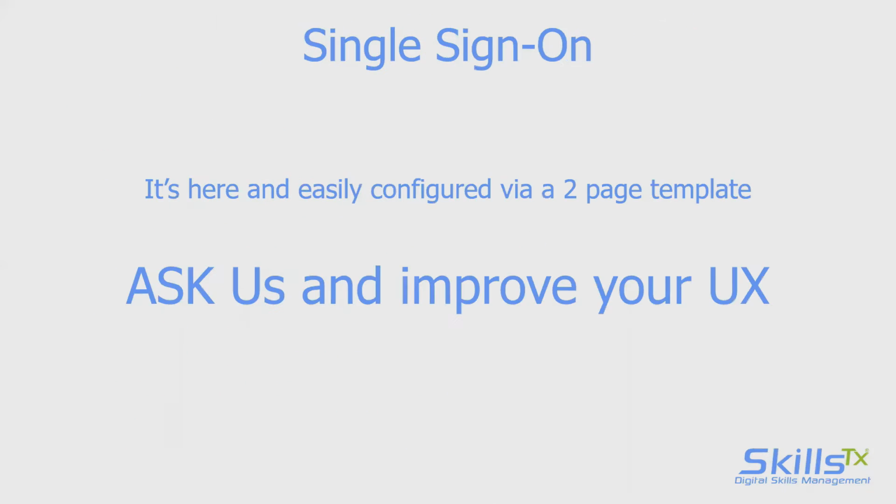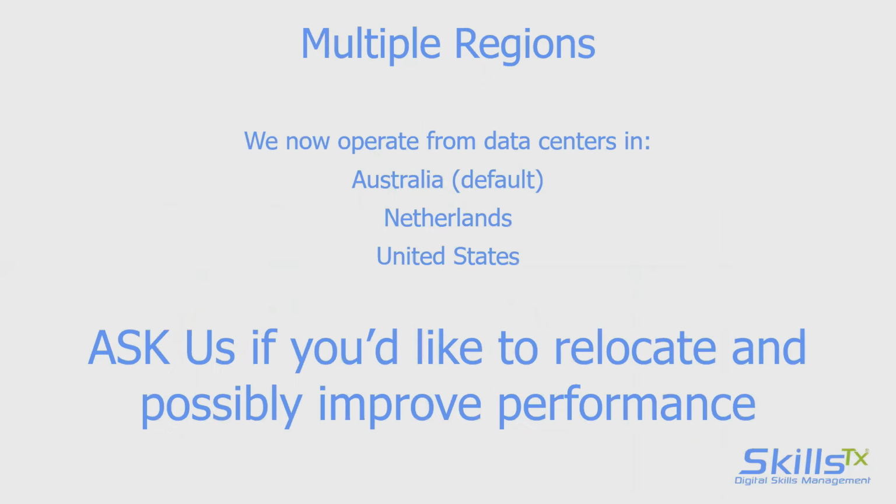A couple of things really just to remind you. Single sign-on is up and running. We've got quite a few of our customers already using that feature. It's very easy. Two-page template, fill in basically just a couple of fields, and within no time at all, you'll have single sign-on with a dedicated URL just to improve that user experience. So basically just click straight through to your SkillsTx skill profile from wherever you are within your network.